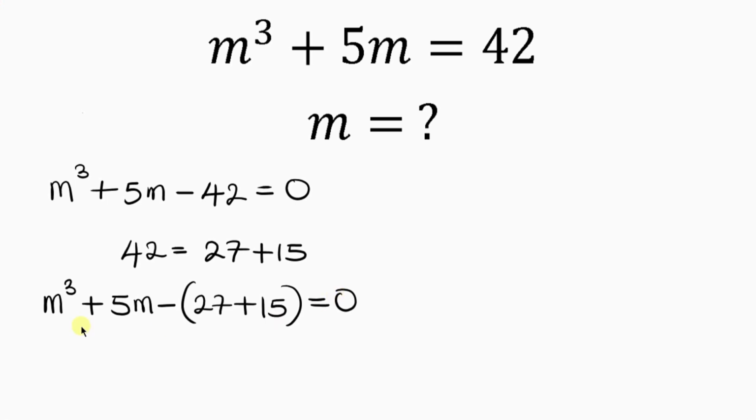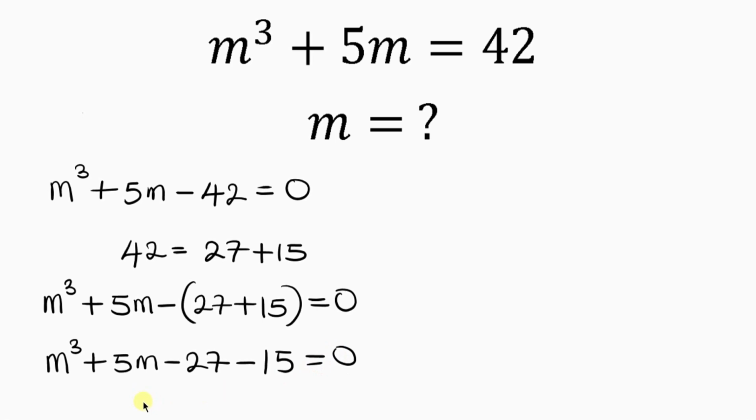Now, our next step will be for us to open up this bracket using this negative. So we have m cubed plus 5m. Now, this becomes minus 27. And minus times plus is minus 15. And this is equal to 0.